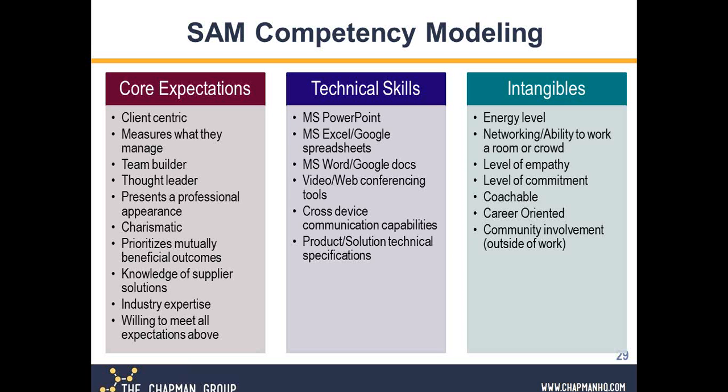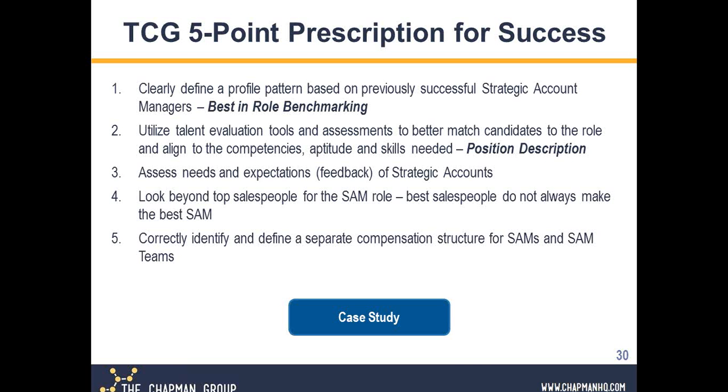So our 5-point prescription for success is really do some benchmarking, number one. Understand what works best for you as it relates to these critical areas. Second is make sure you have a real detailed position description for the SAM and include the high value activities that you would expect them to be performing that you can actually talk about or hear about in your interview process. Make sure that you get some feedback either from customers they've worked with in your organization or references that know them, so that you understand that they align to the needs and expectations of your customer.